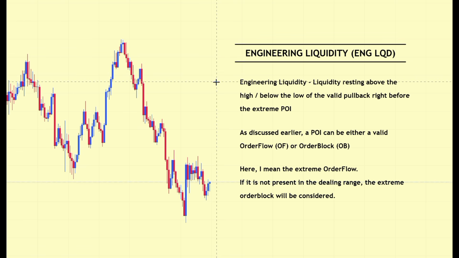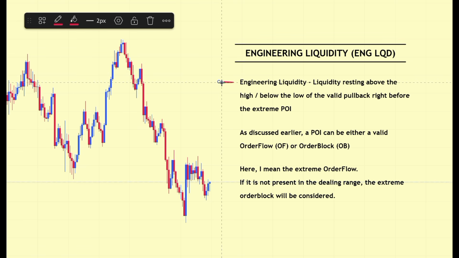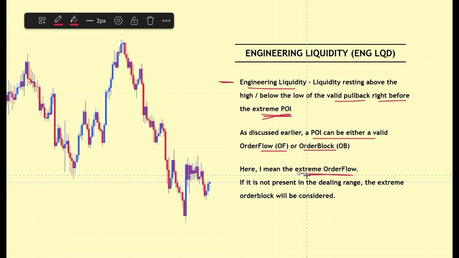Okay, so let's start by defining what engineering liquidity is. Engineering liquidity is the liquidity resting above the high or below the low of the valid pullback right before the extreme POI. As we discussed earlier, a POI can either be a valid order flow, or OF, or an order block. So in this case, by extreme POI, I'm actually meaning the extreme order flow.